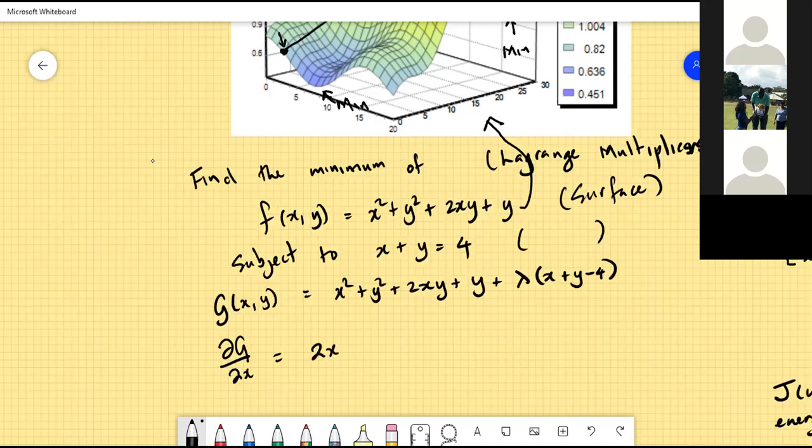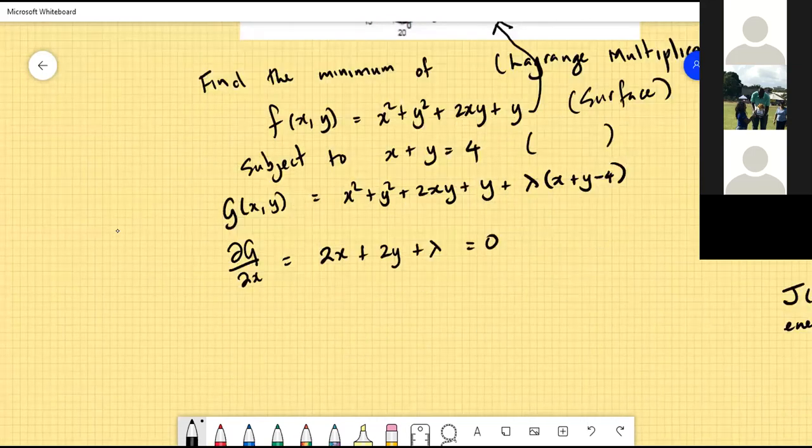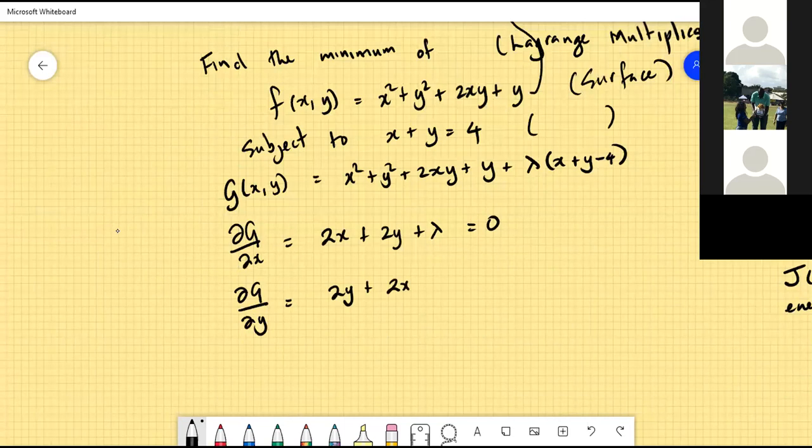2x plus 2y plus lambda, and that's supposed to equal 0. And then you differentiate with respect to y. When you find the minimum of any function, you must set the derivative equal to 0. So you differentiate with respect to y. So this is 2y plus 2x plus lambda, also equal to 0.